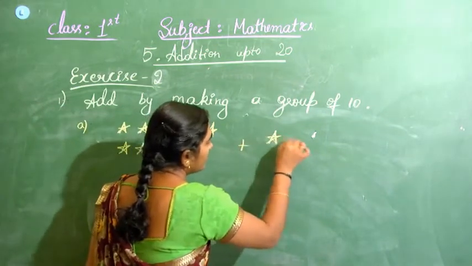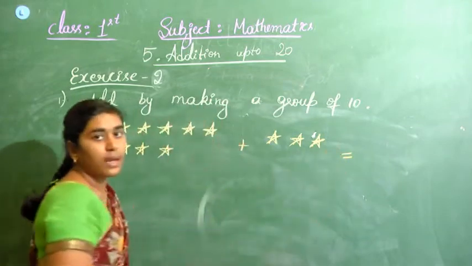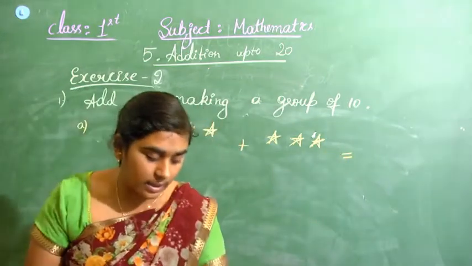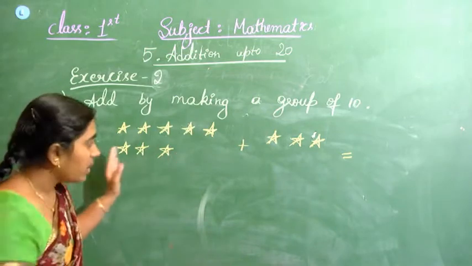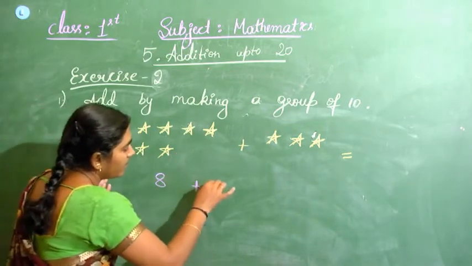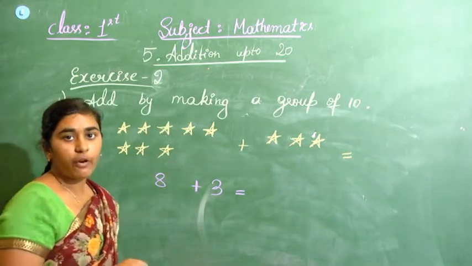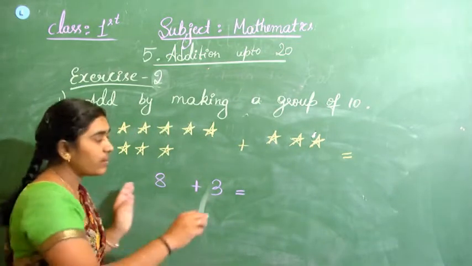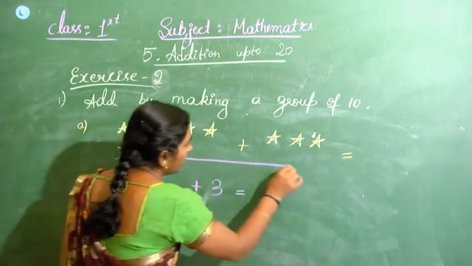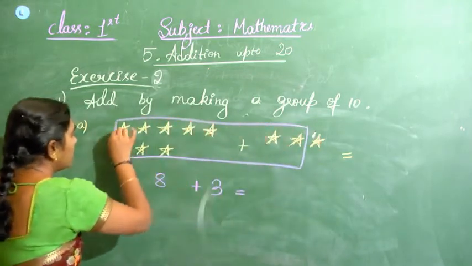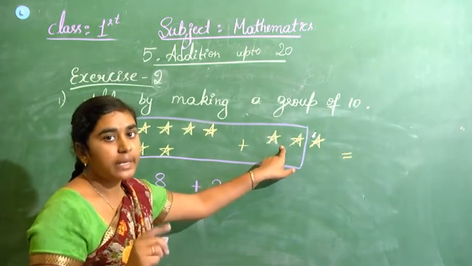Plus 3 stars is how many stars? They are asking, right? 8 plus 3. You can even count it by counting forward. Instead of that, the easy method is to make the bundle of 10. Here 8 are there. For 8, we need to add 2 stars to make it 10.